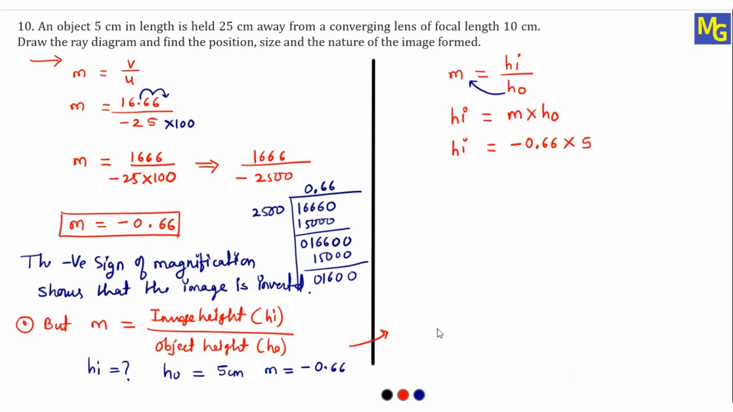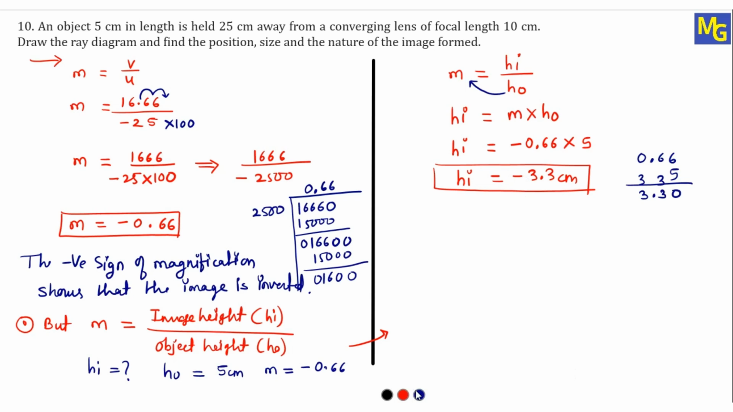Now we just have to multiply this. If I multiply 0.66 into 5, then 5 6s are 30, 3, 5 6s are 30 and 3 will be 33. There are two digits after the decimal, so 1 2, the decimal goes here. So our answer, that is the height of the image, will be minus 3.3 centimeter. Why minus? Because there is a negative sign, that you should not forget, you have to write it properly. So the negative value of image height indicates that the image is inverted. This we have to remember.